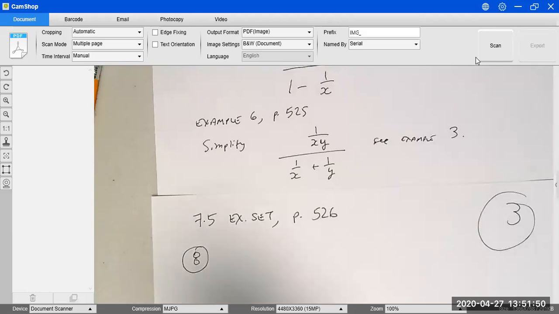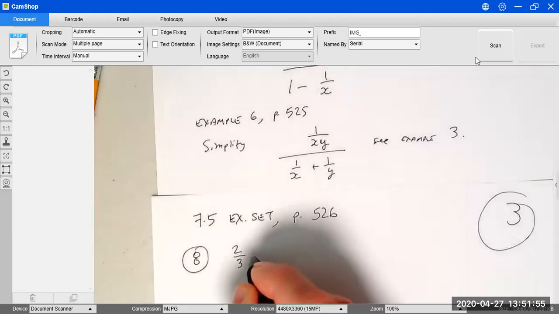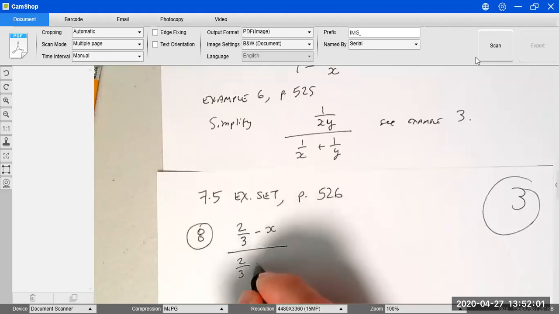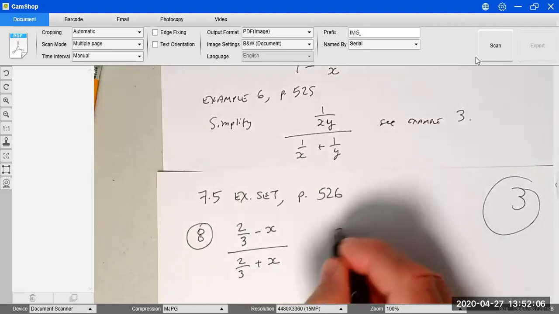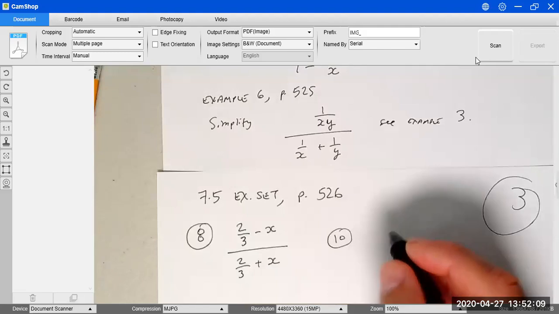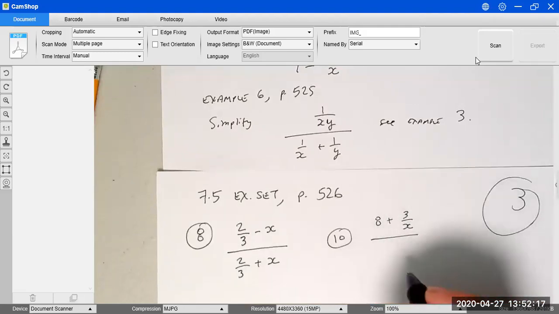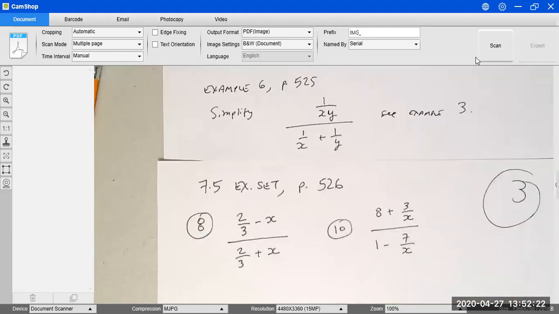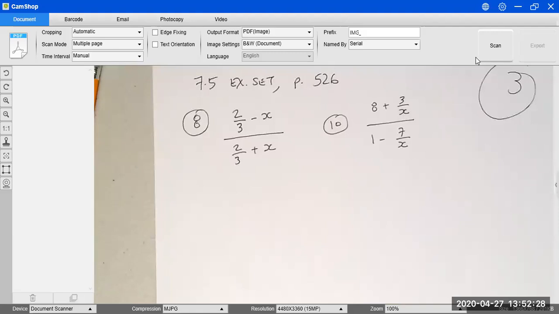So we're going to start with problem 8. It's just 2/3 minus x over 2/3 plus x. So you're going to simplify all the complex rational expressions I'm going to write. So number 10 is 8 plus 3 over x, over 1 minus 7 over x. Then we have problem 24.